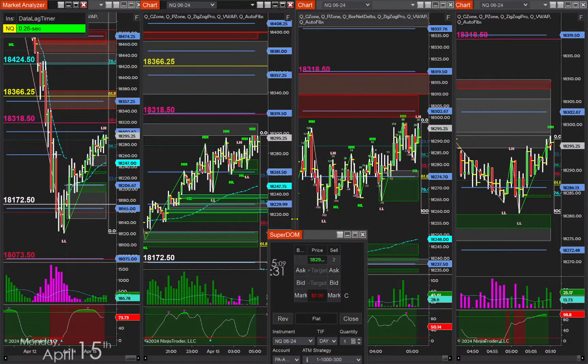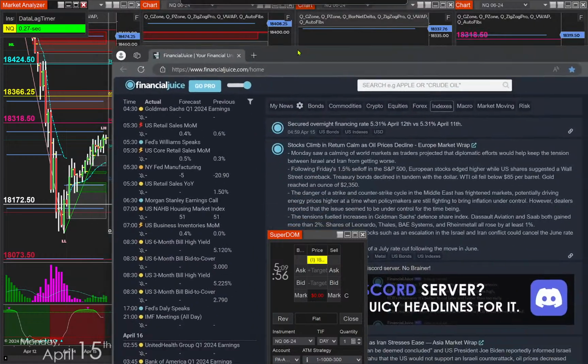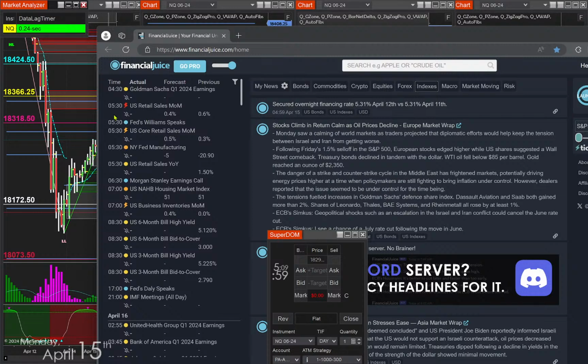Again, likely it's not going to happen till probably at market open. I don't know if there's any news today. Let me just double check. Yeah, there's retail sales at 5:30. So I use Financial Juice for market data. Right, so there's one at 5:30 right here, and then after that, nothing till 7. Yeah, so one at 5:30 and one at 7. So not a lot of news.